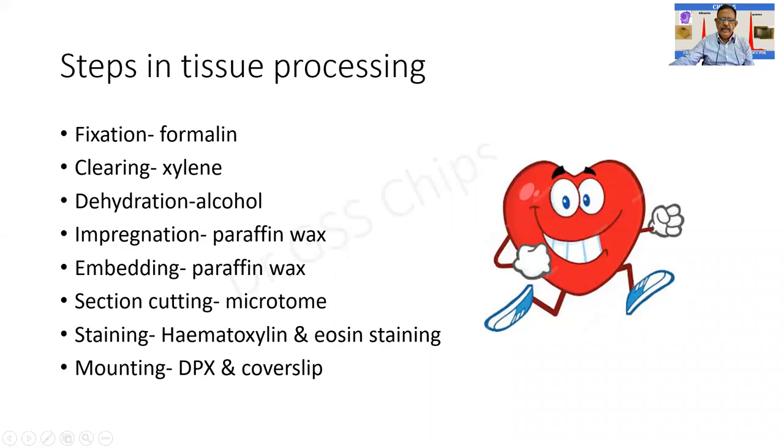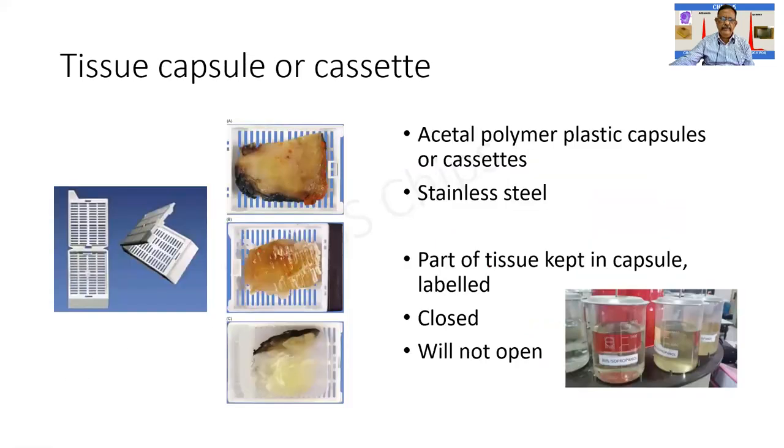After the process, it is subject to section cutting by means of an instrument called the microtome, and the sections are finally stained with hematoxylin and eosin. The mounting is done by means of DPX using a cover strip. Please learn this particular list by heart.